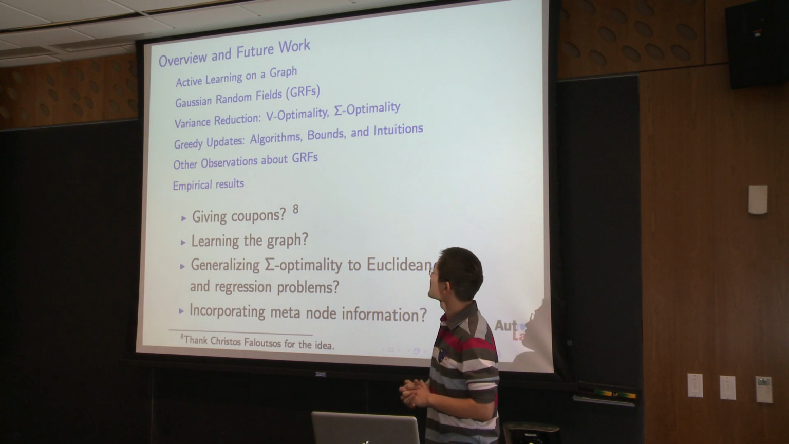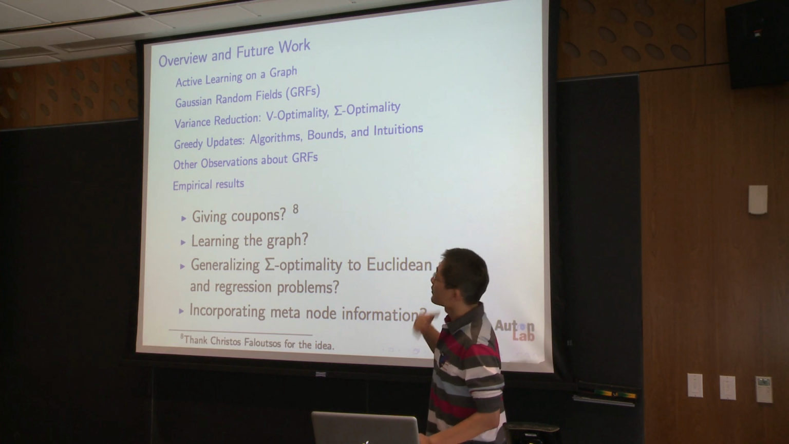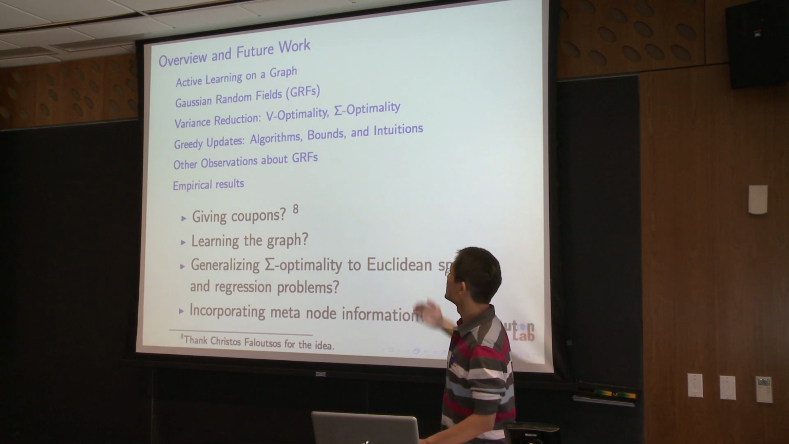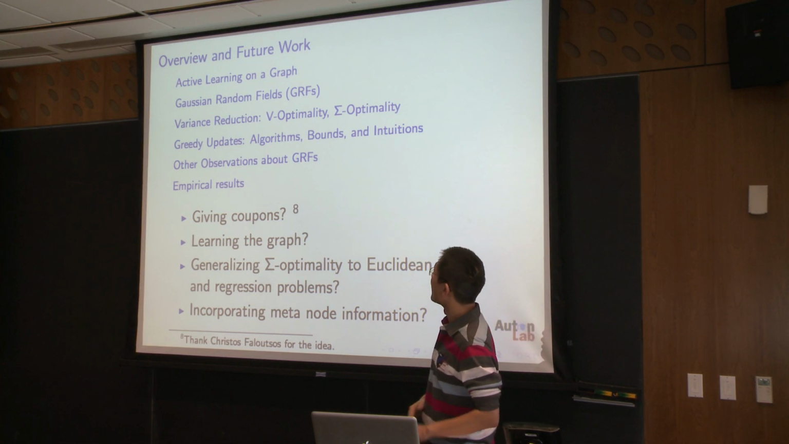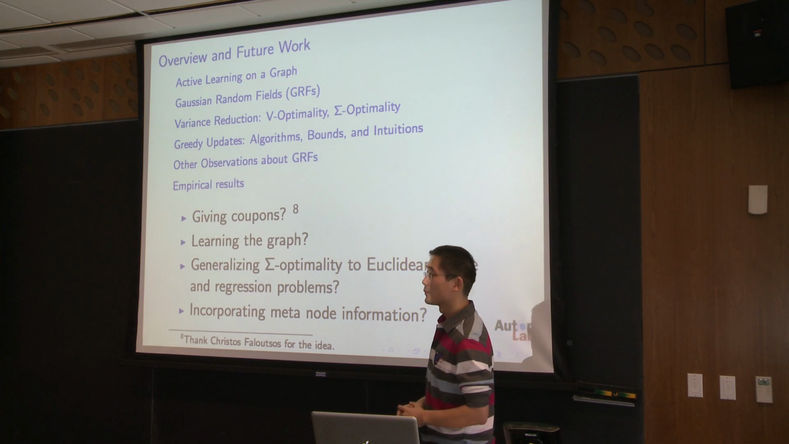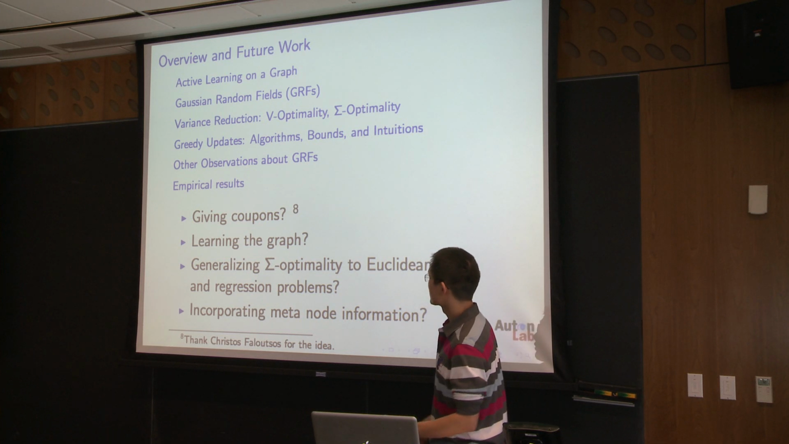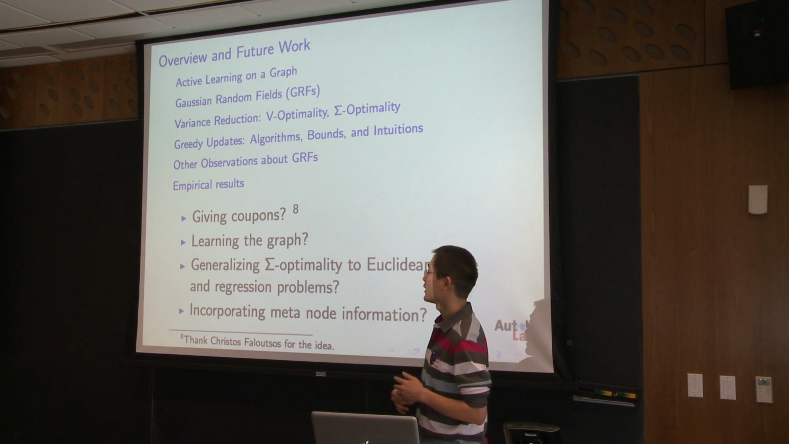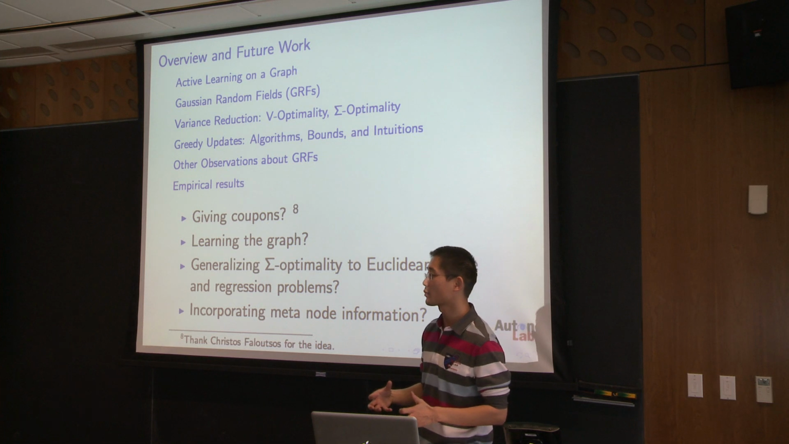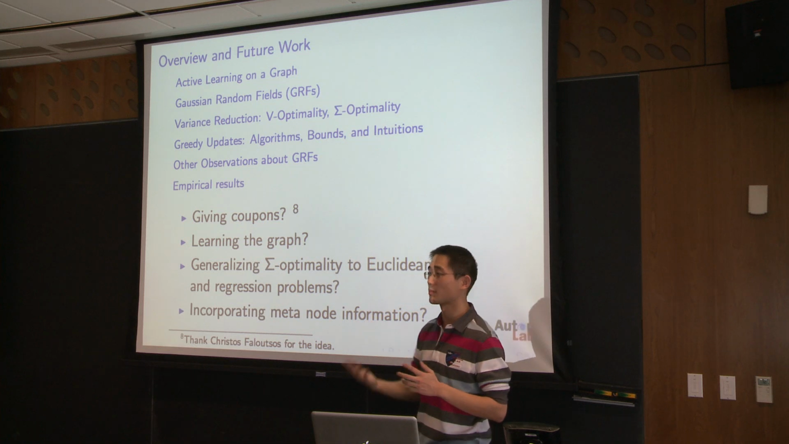So that brings us to the overview and future work. I've talked about the problem I want to solve, which is active learning on graphs, and we talked about Gaussian random fields, variance reduction, rank-one updates, other observations on our graphs, and empirical results. Some future work or ideas include one inspired by Christos Konotos. When I talked to him, he inspired me about this idea of giving coupons. It's not a canonical active learning problem, but it's very similar to a binary classification problem.